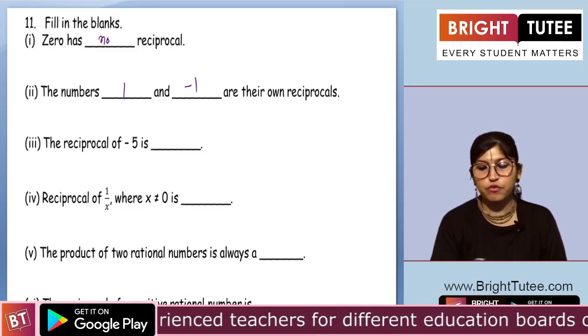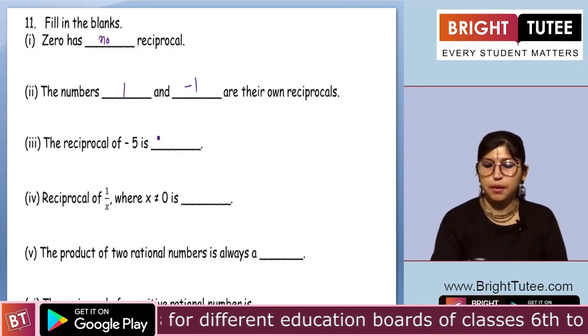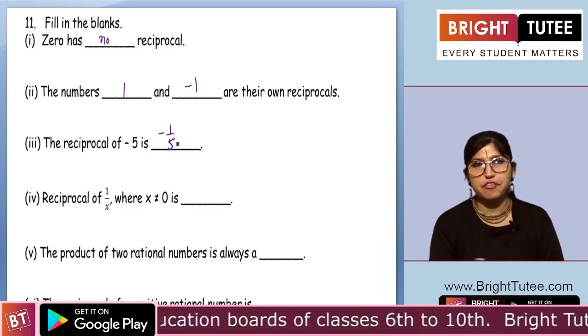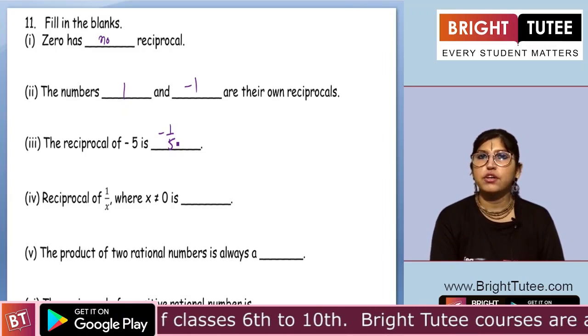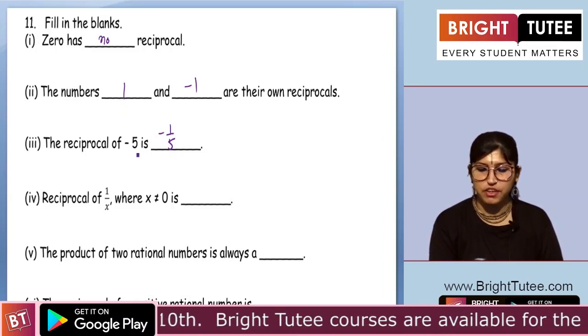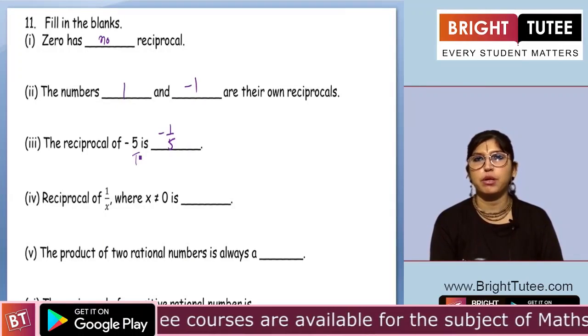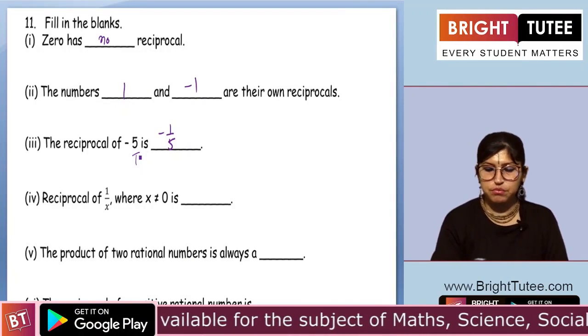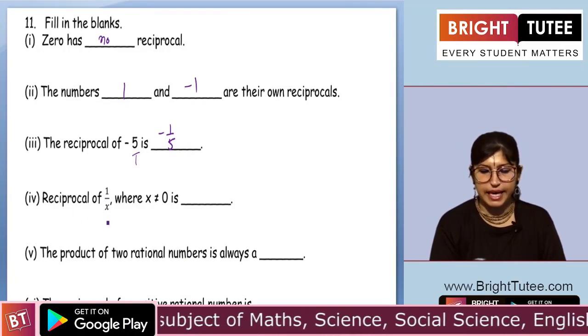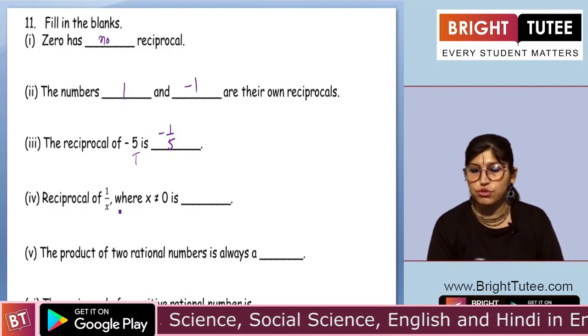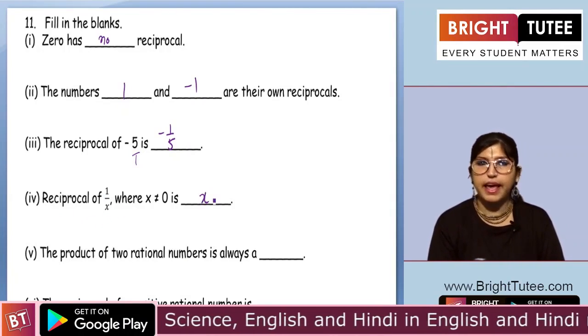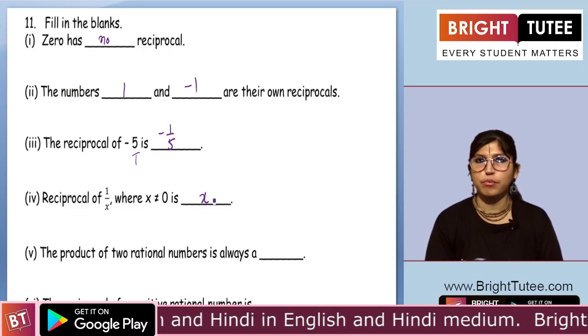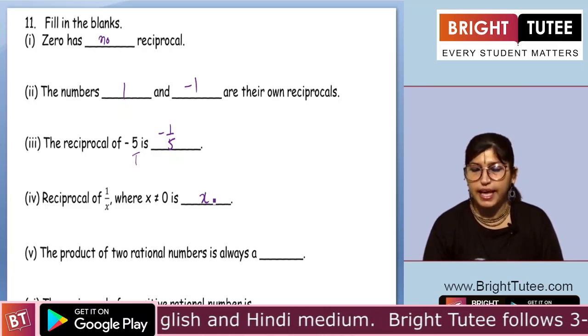Now the reciprocal of minus 5 is minus 1 by 5. So we'll be just doing the opposite of it. So minus 5 by 1 will be minus 1 by 5. Now the reciprocal of 1 by x, where x is not equal to 0, is x. So we're just taking the reciprocal of 1 by x, which will be equal to x.